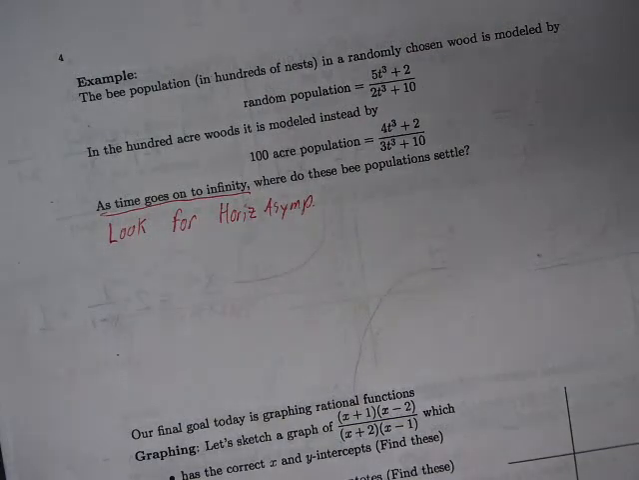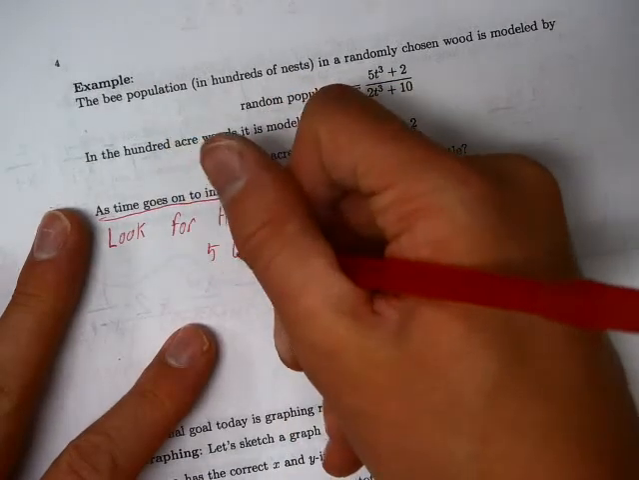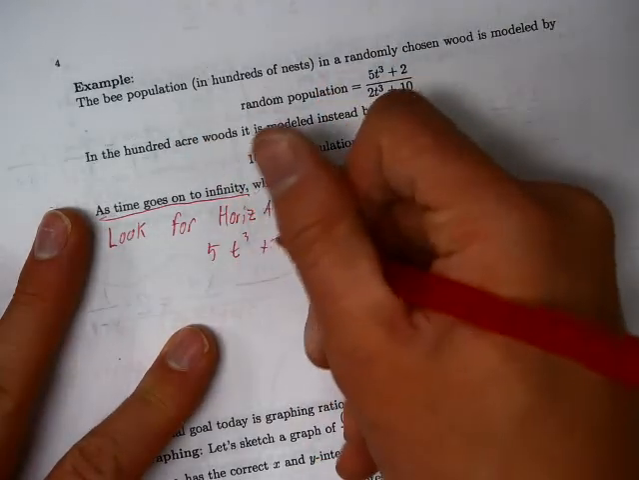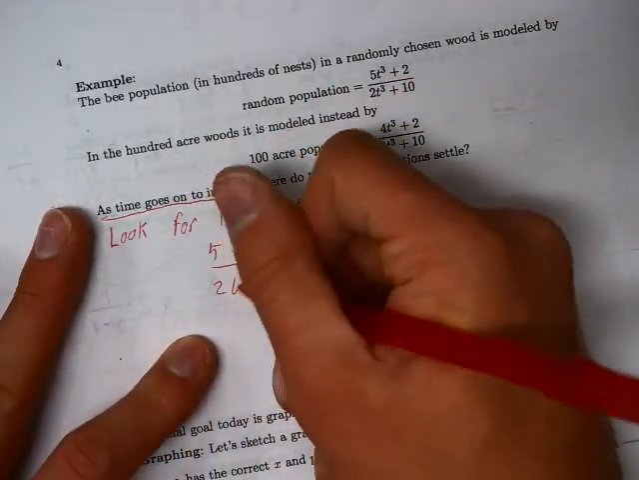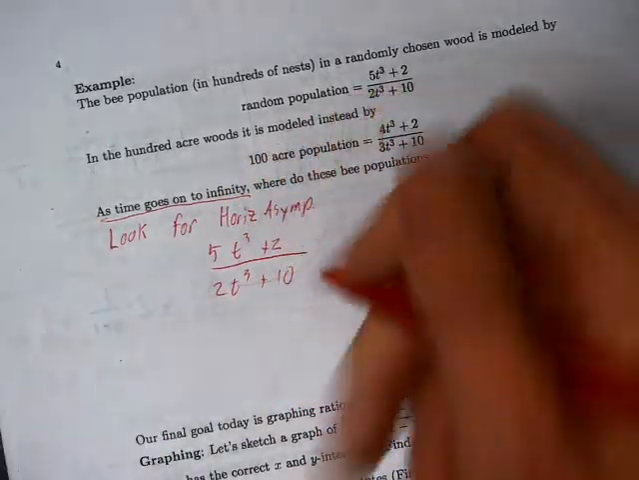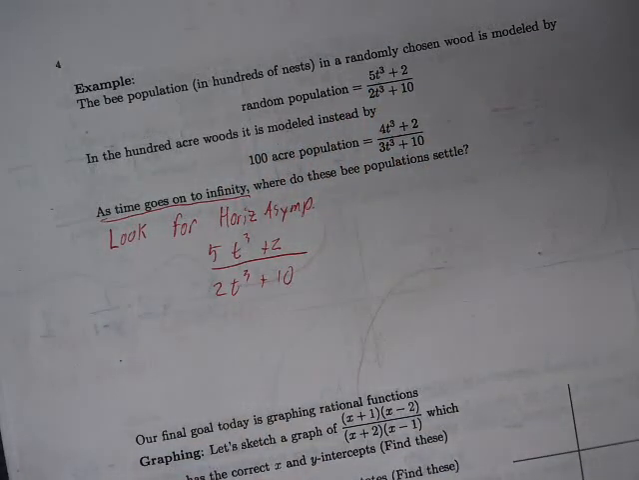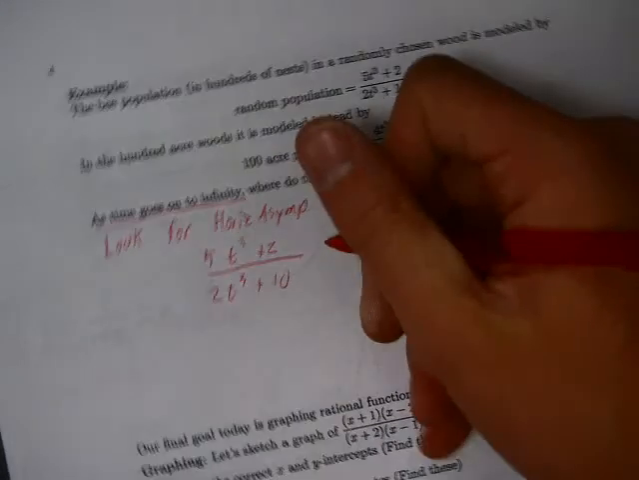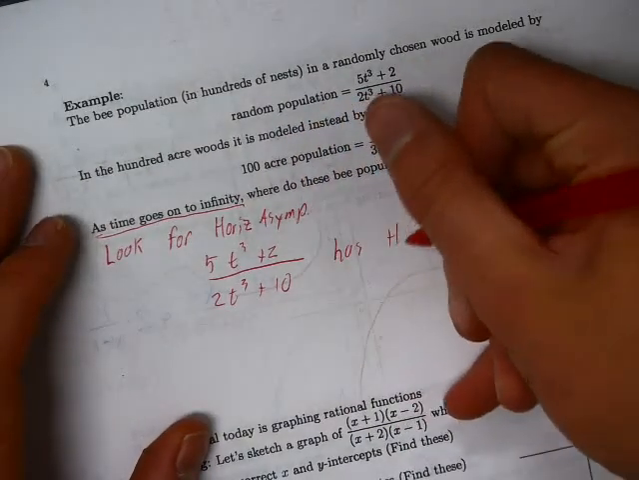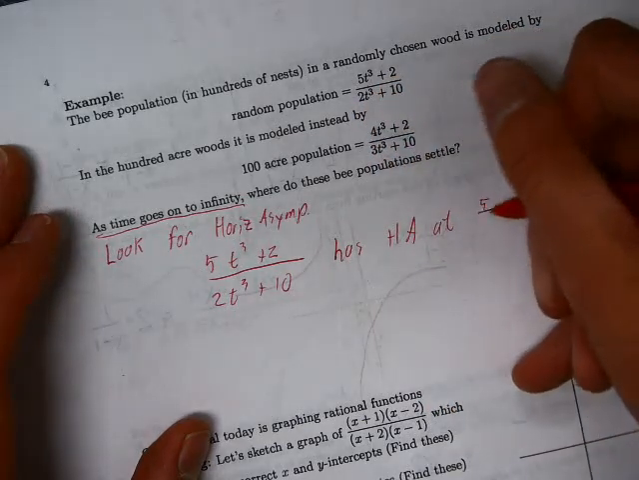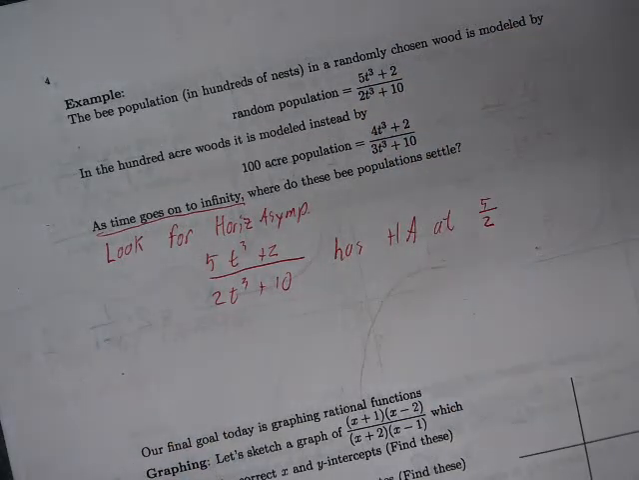So where's the horizontal asymptote of the graph given by that equation? 5 halves. At 5 halves, because of this rule. Just take the ratio of the leading coefficients. And so let's put that into words now. So as you let time go on to infinity, what does that population tend towards?